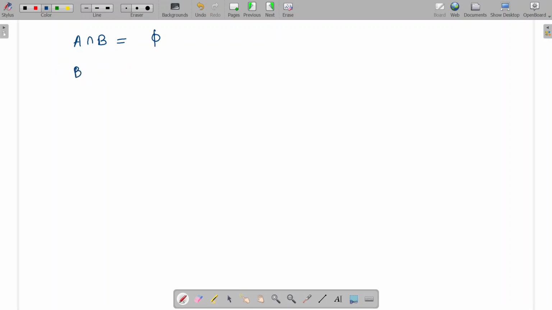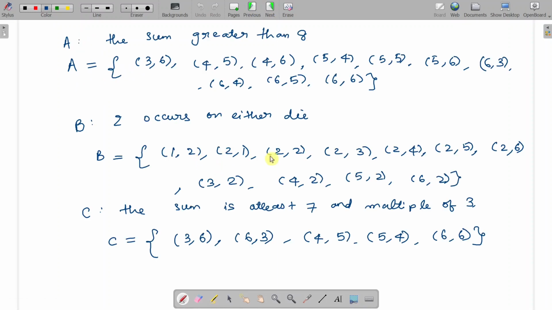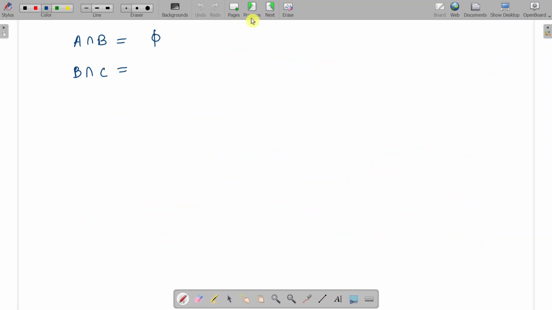So now let us look at B intersection C, right. So B intersection C, if you look at 1 comma 2 is not there, 2 comma 1 is not there, 2 comma 2 is not there, 2 comma 3 is not there, 2 comma 4 is not there. Have you understood? 2 comma 5 is not there in C. The common points we have to look at. 2 comma 6 is not there in C, 3 comma 2 is not there, 4 comma 2 is not there, 5 comma 2 is also not there, 6 comma 2 is also not there. So again this intersection is empty set, right.